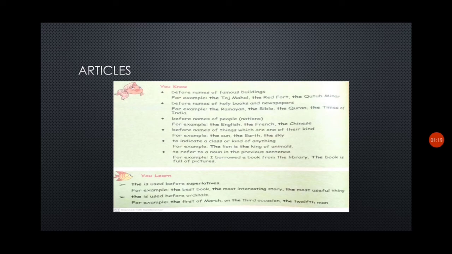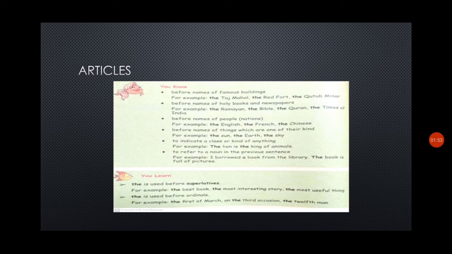To refer to a noun in the previous sentence, children, always remember that the is also used to specify a thing or a person one has already mentioned or is known to. For example, I saw a beggar, I gave food to the beggar. Which beggar? The beggar that I saw. Okay, so this is the book I was talking about. Which book? The book which I was talking about. So we are talking about a particular thing.